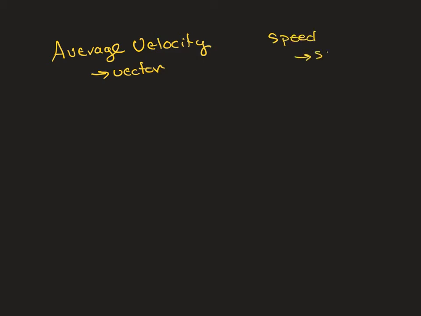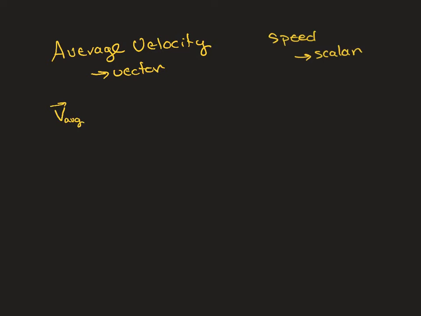In this video, we're going to learn about average velocity. This is a vector quantity. Speed is the scalar. Velocity is going to be represented with the letter v, and it is a vector quantity. And right now we're going to discuss just the average velocity.